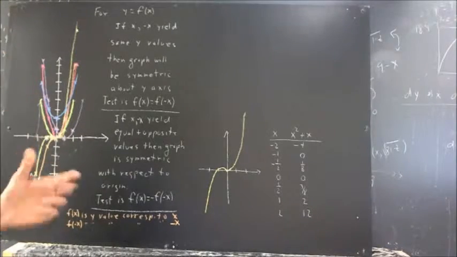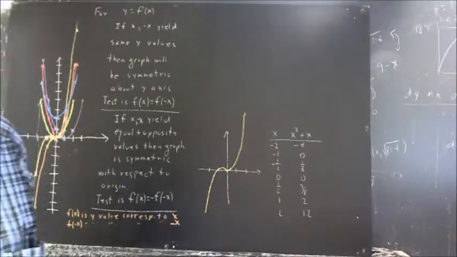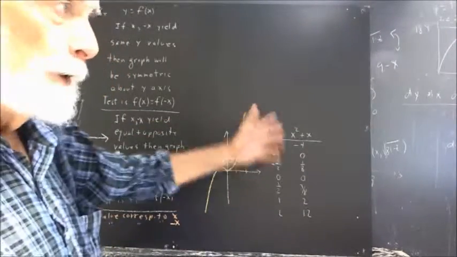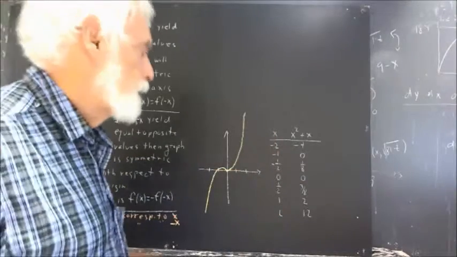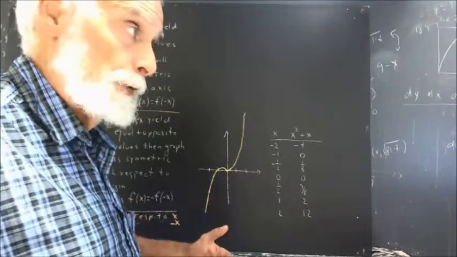Now we want to look at increasing and decreasing behavior of our y equals x squared plus x cubed function. Here's a graph of that function. Here's a table for that function, the table we made earlier. Now, what do we mean by increasing or decreasing?